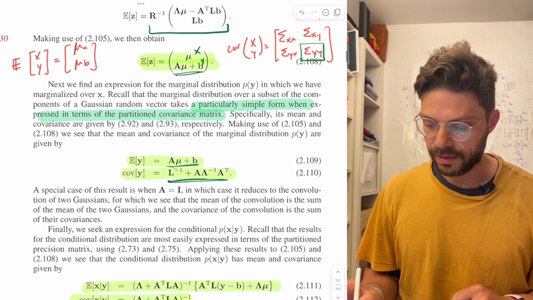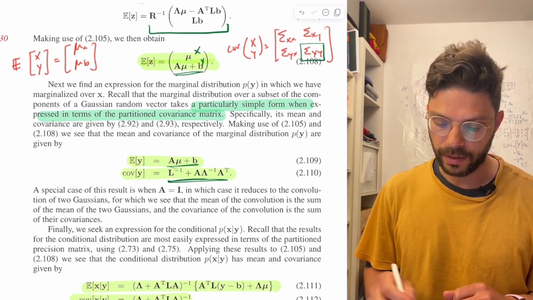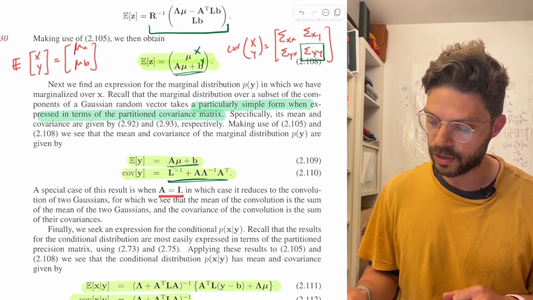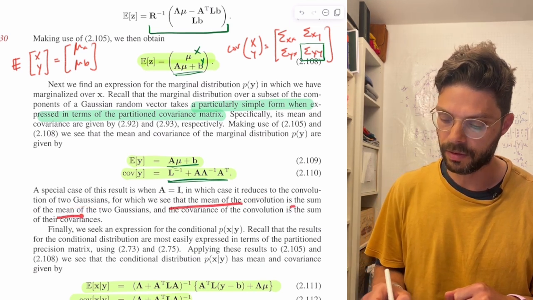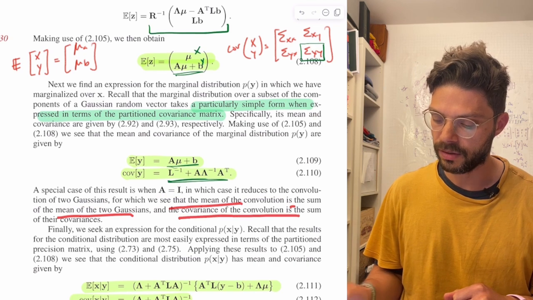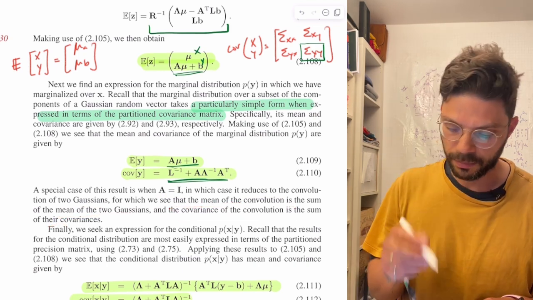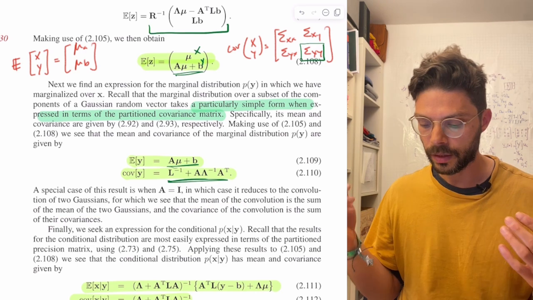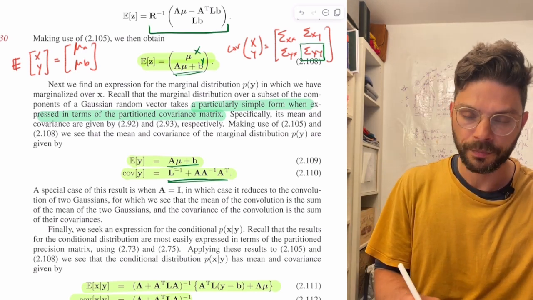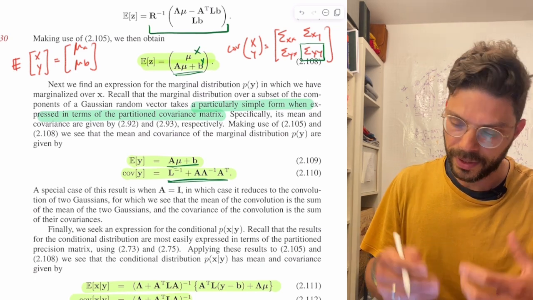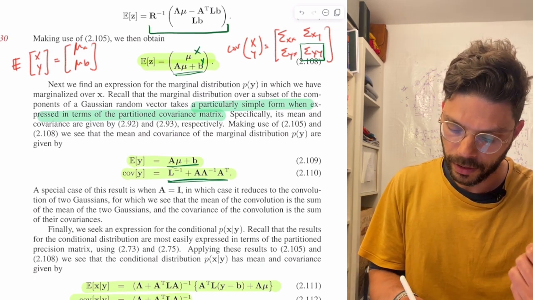This is a special case, and he says the special case is when a is equal to 1, in which case it reduces to the convolution of two Gaussians, for which we see that the mean of the convolution is the sum of the means of the two Gaussians, and the covariance is the sum of their covariances. So essentially he's talking about this convolution case, which I think is generally called the convolution.